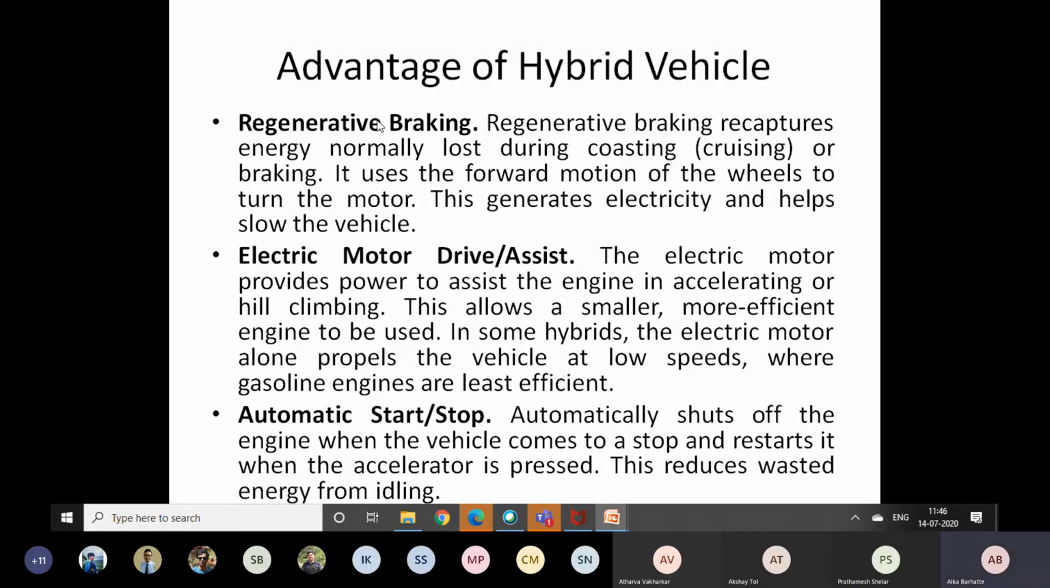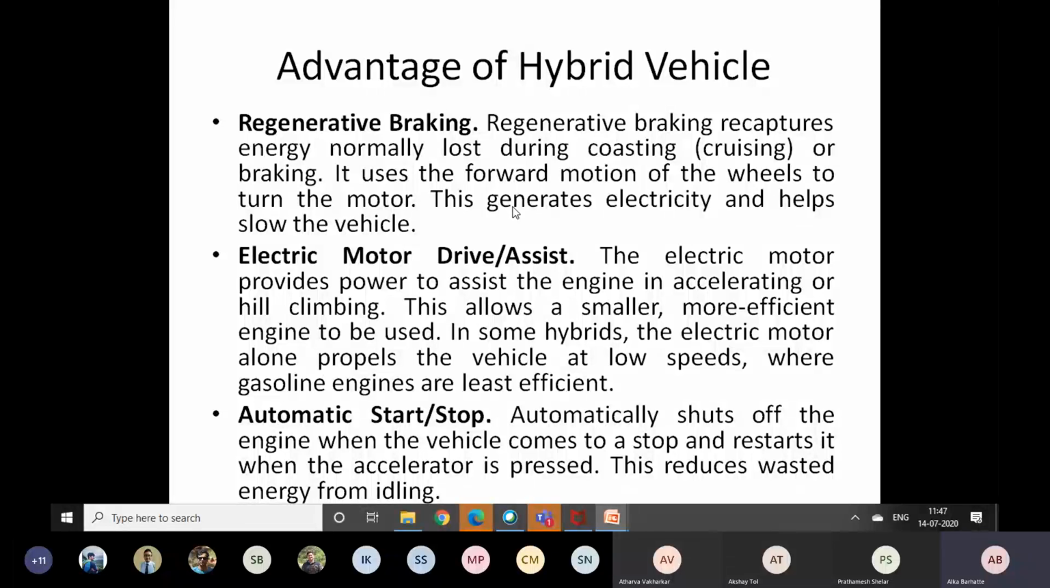Regenerative braking recaptures energy normally lost during coasting. Coasting is nothing but cruising. When cruising, we are not fully utilizing the engine power. So whatever excess power is available can be utilized. It uses the forward motion of the wheels to turn the motor. The remaining energy is used to drive your motor, which works like a generator, and that is used to charge the batteries of the vehicle.